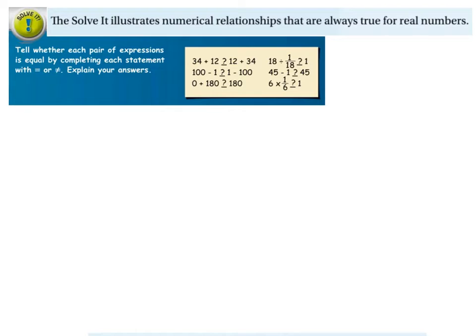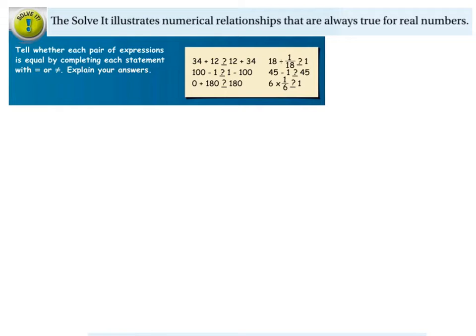All right, so let's explore these problems at the start. It's going to help you understand some of the things we're going to come across today in properties of real numbers. 34 plus 12, is that equal to 12 plus 34? We're trying to say either equals or not equals. Is this equal? And in fact, it is.